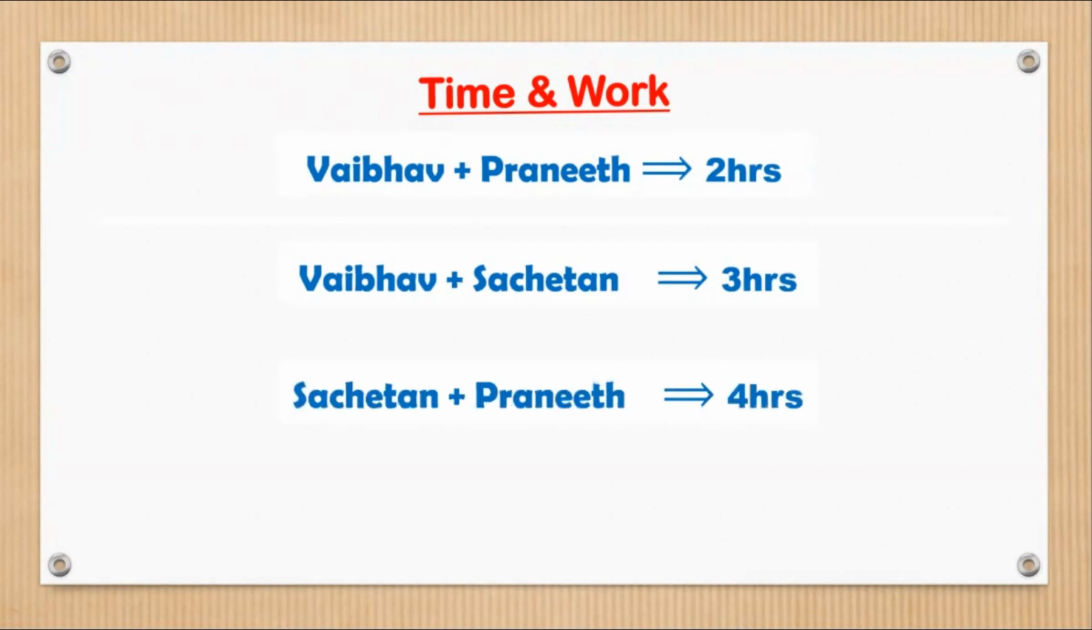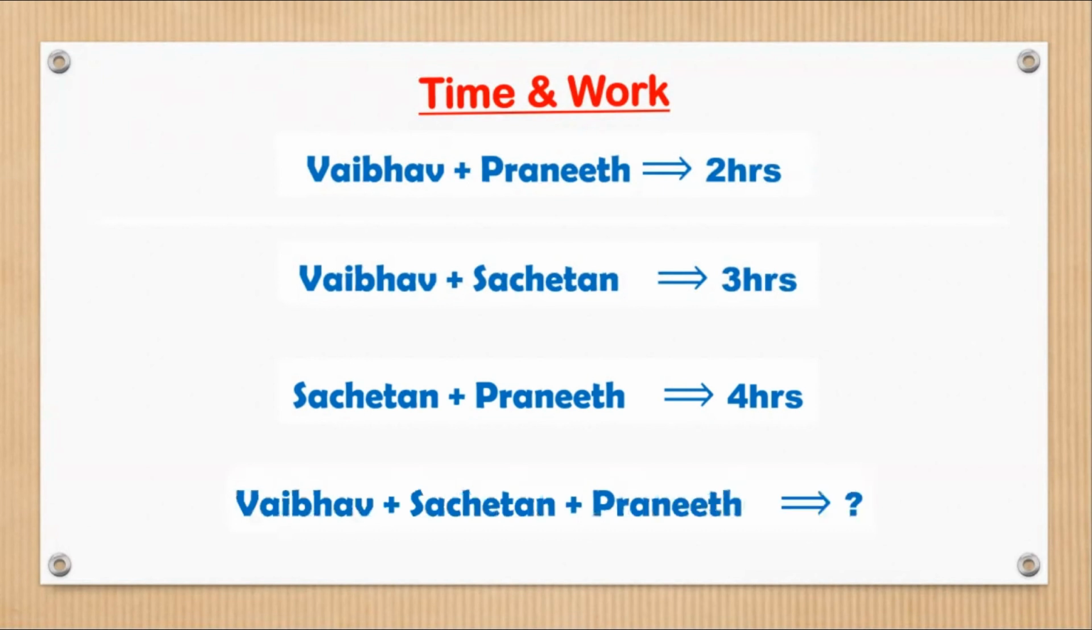If the same task is given to Sachetan and Praneeth, they took 4 hours to finish. So Vaibhav and Praneeth took 2 hours to finish the task, whereas Vaibhav and Sachetan took 3 hours. If Sachetan and Praneeth got the same task to do, they need 4 hours to complete that. Then, suppose Vaibhav, Sachetan and Praneeth all three work together, how much time is required to finish the task? So that's the question. Inputs are the first three statements and the question is the fourth statement.